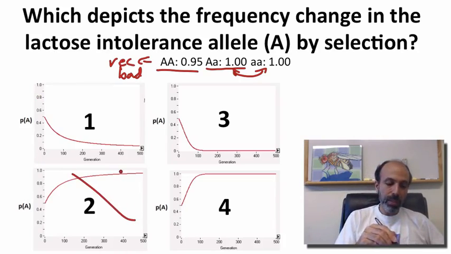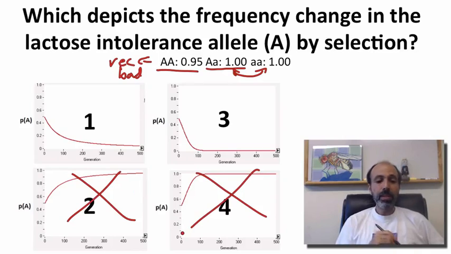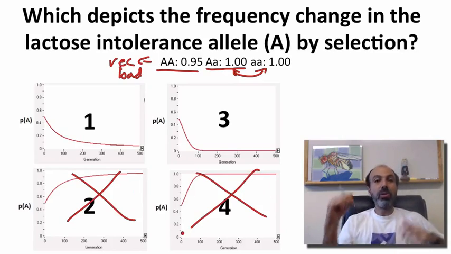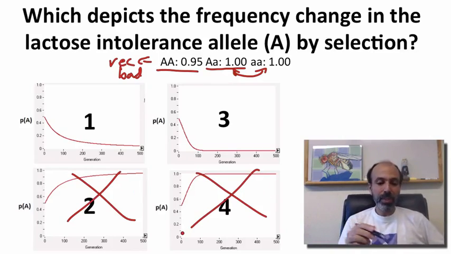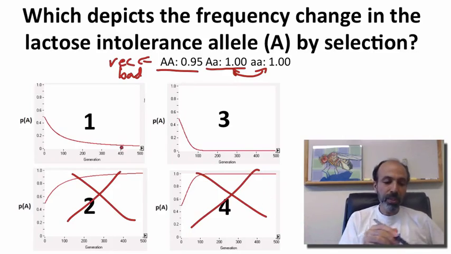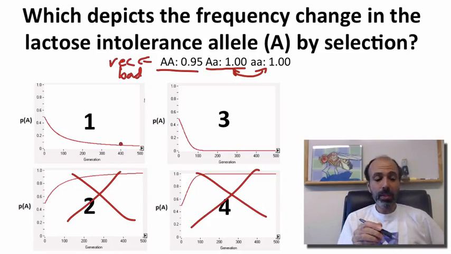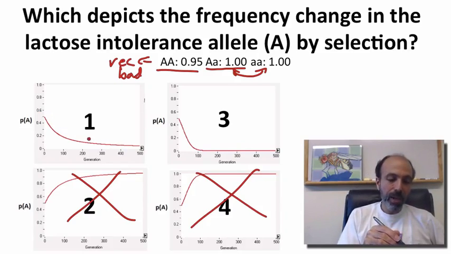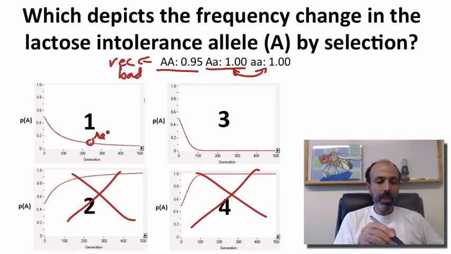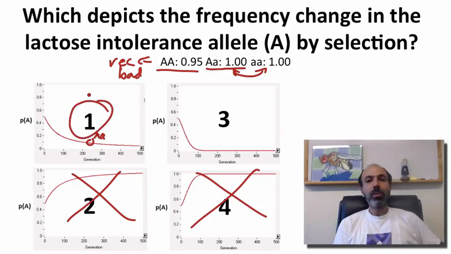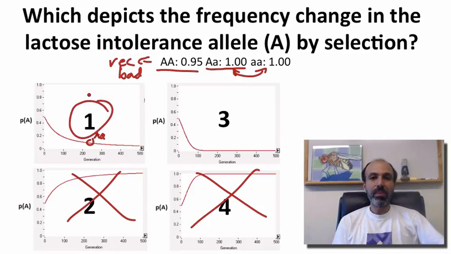So we can immediately eliminate these two. Since we know that big A is bad, it should go down in frequency, not up in frequency. Now the question is, does it go down fairly quickly, or does it do this very slow thing? Well, as I mentioned in the last slide, when it's recessive, a lot of individuals here can hide as big A, little a, and it'll be slow. So in this particular case, number 1 is the correct answer.